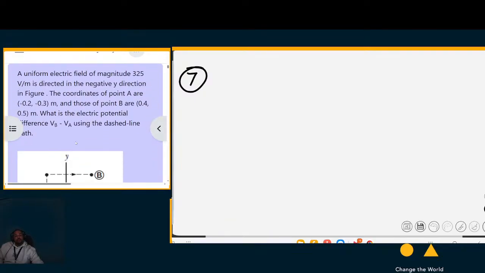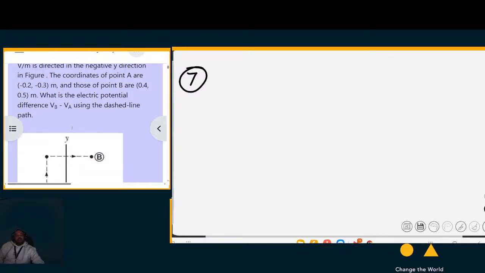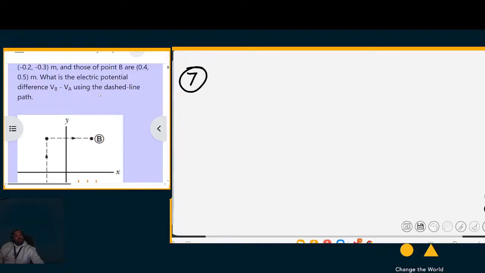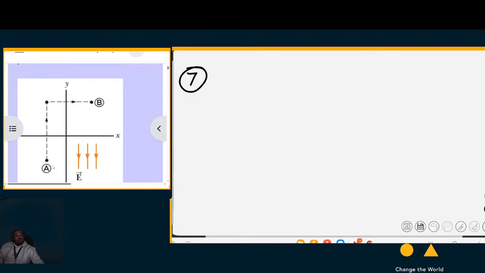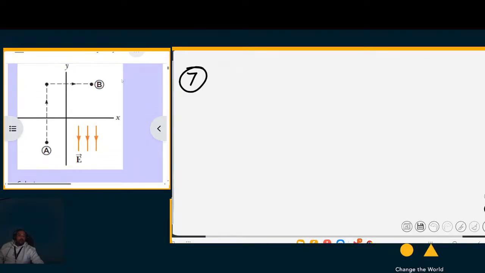Question 7. A uniform electric field of magnitude 325 volts per meter is directed in the negative y direction in the figure. The coordinates of point A are (-0.2, -0.3) m, and those of point B are (0.4, 0.5) m. What is the electric potential difference VB minus VA using the dashed line? So if you move along this path, what would be your electric potential difference? How do we work that out?